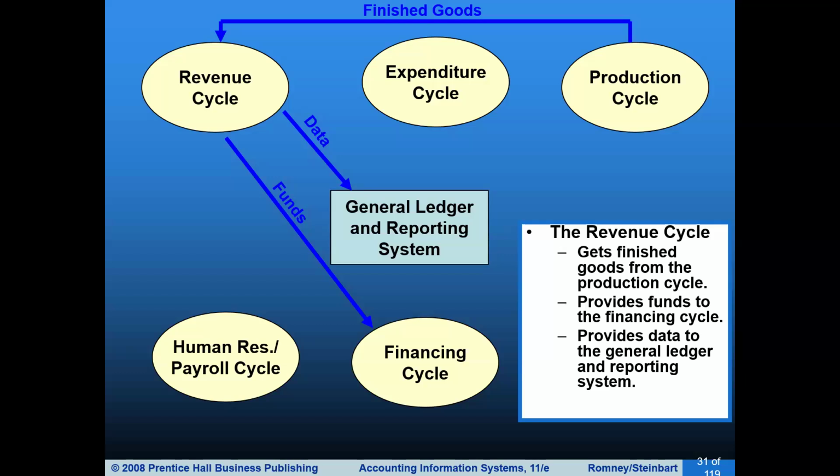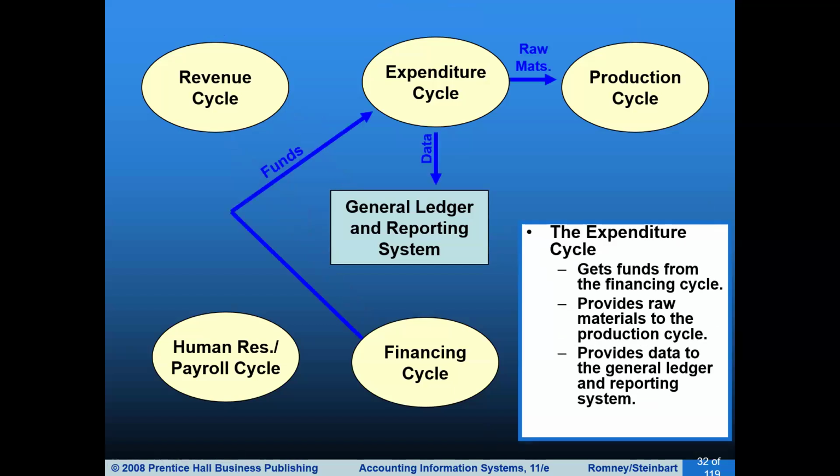That is what you have to learn at last. Then the general ledger cycle. The revenue cycle always gets the finished goods from the production cycle, provides funds to the financing cycle, they are profit, sales, etc., revenues, and provides the data to the general ledger and reporting system, right?